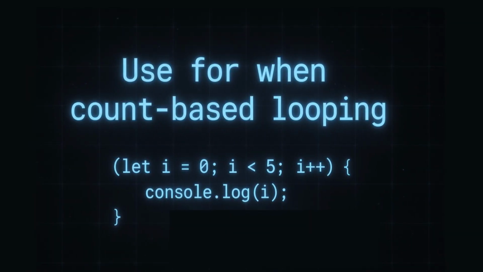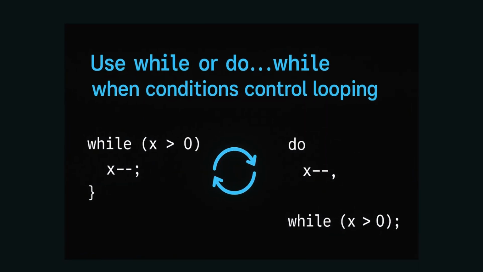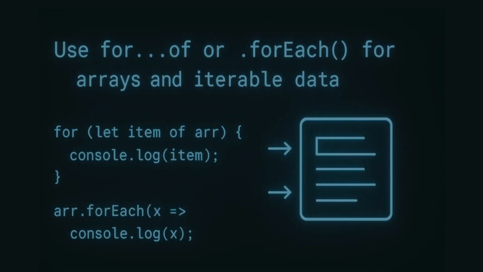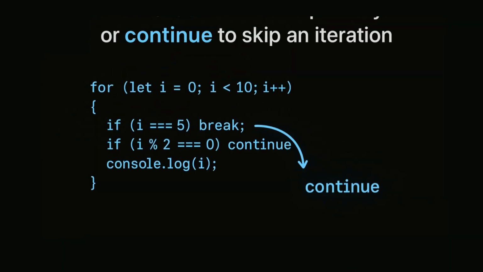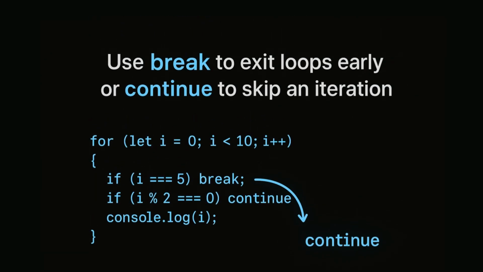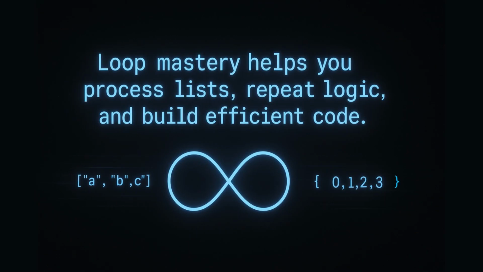Let's wrap up. Use for when doing count-based looping. Use while or do while when conditions control looping. Use for...of or forEach for arrays and iterable data. Use break to exit loops early or continue to skip an iteration. Loop mastery helps you process lists, repeat logic, and build efficient code.